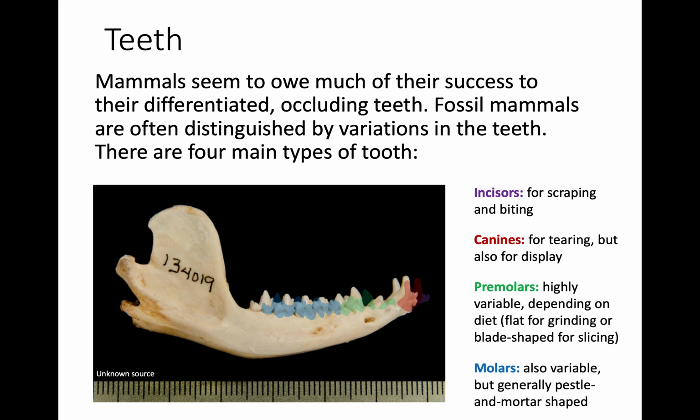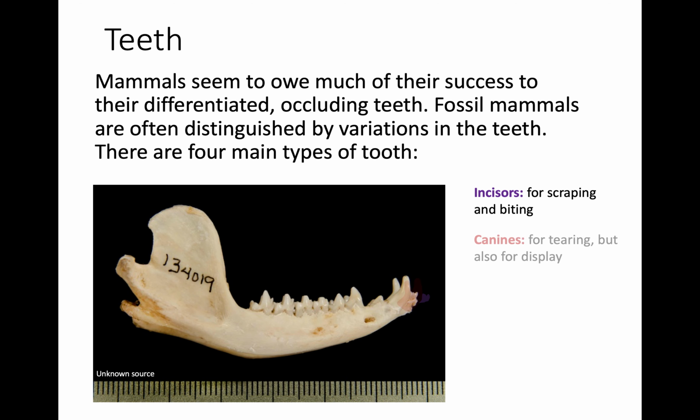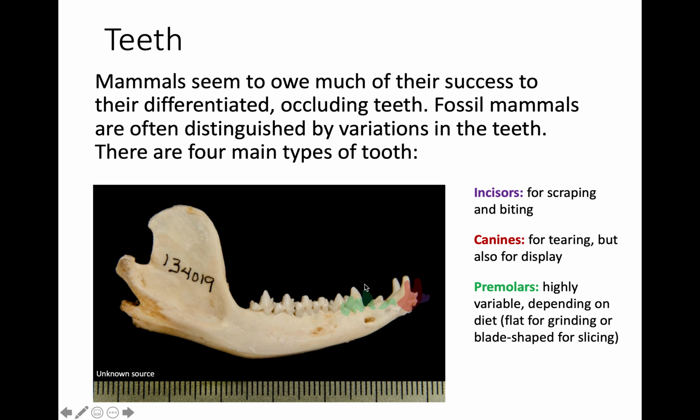So here I should have mentioned this before. We can actually see the teeth being highlighted. Here we have our incisors up here in purple. We have the canines here in red. Premolars here in green. And finally, these here, the molars in blue. These are typically going to be mortar and pestle shaped for grinding.